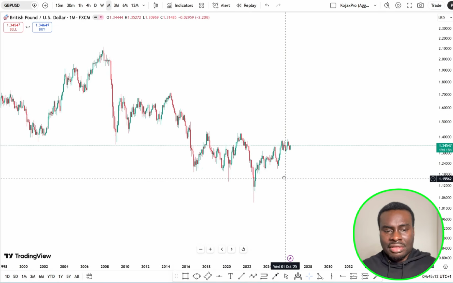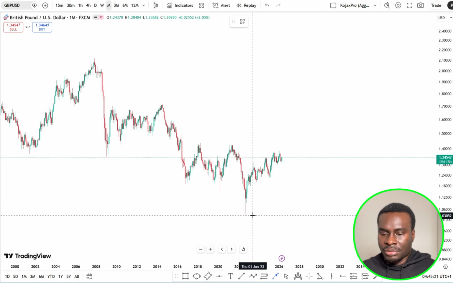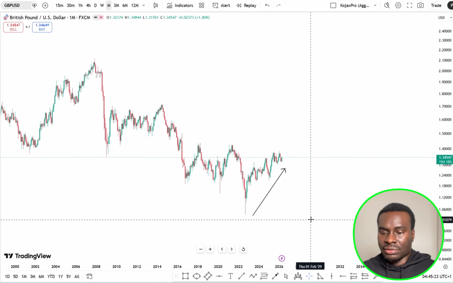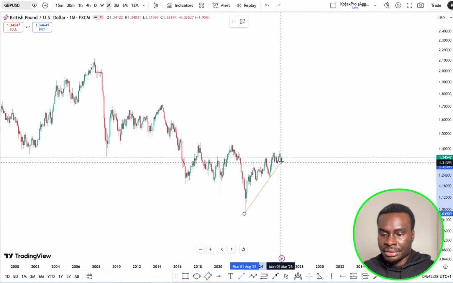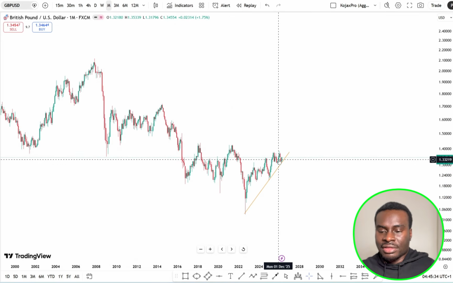So what am I seeing here on GBP/USD? First and foremost, GBP/USD has been trending upwards for a while now on the monthly time frame, and there's actually a trend line for that. So this is the trend line. Now we've seen that we are trending.